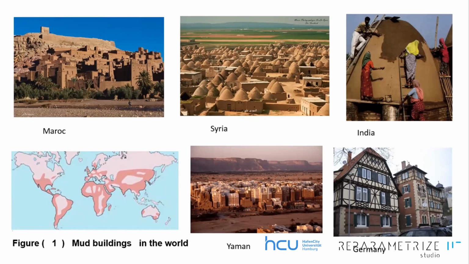The application of such building materials was not found only in tropical areas, but also in cold and humid areas. When we talk about mud construction, you can see it in Morocco, in Syria, in India, in Germany, also in Yemen, and the map also shows all the areas where mud construction is used in traditional building.